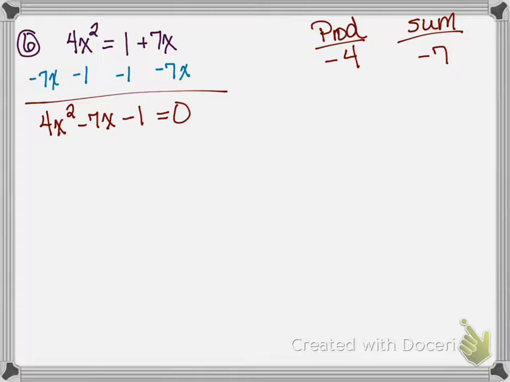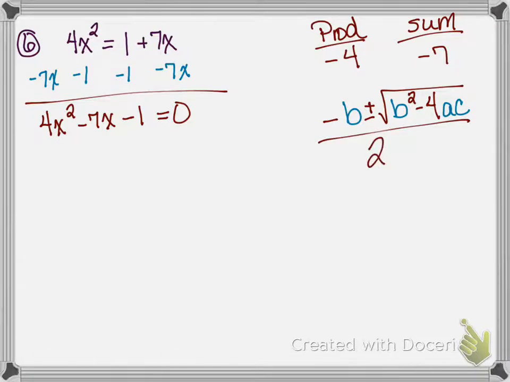So my choices are quadratic formula or completing the square. Now I am going to do the quadratic formula, which is negative b plus or minus the square root of b squared minus 4ac, over 2a. The blue is stuff that I have to substitute in, and the red is part of the quadratic formula. So I'm going to go ahead and identify my a. My a is 4, my b is negative 7, and my c is negative 1.